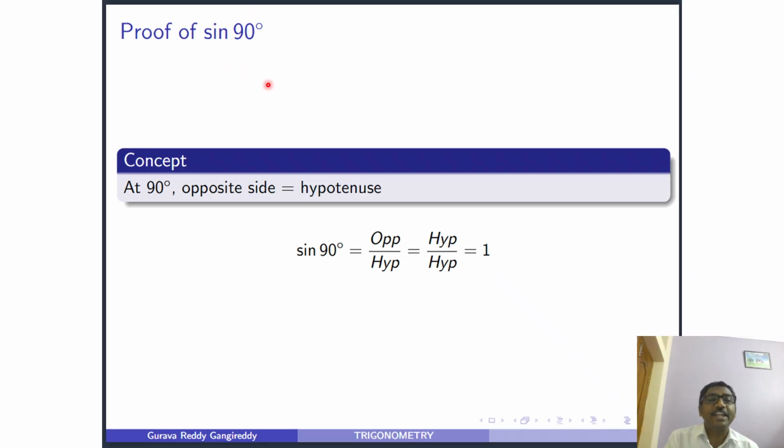Proof of sin 90 degrees. Concept: at 90 degrees, opposite side equal to hypotenuse. Sin 90 degrees is equal to opposite by hypotenuse. This is equal to hypotenuse by hypotenuse. This is equal to 1. Therefore, sin 90 equal to 1.